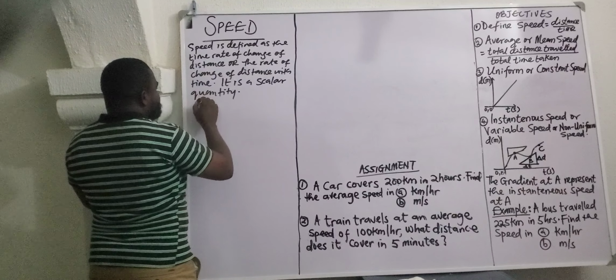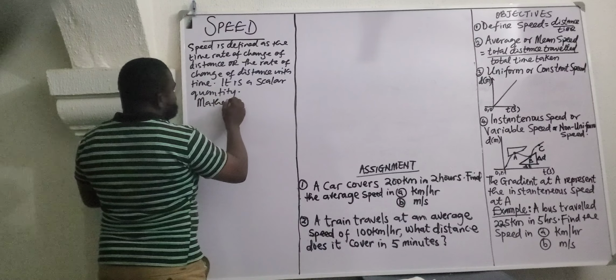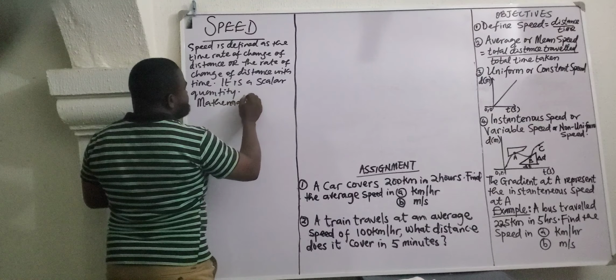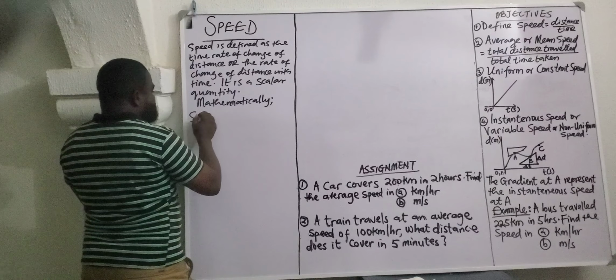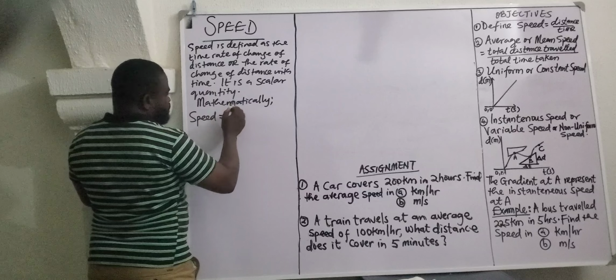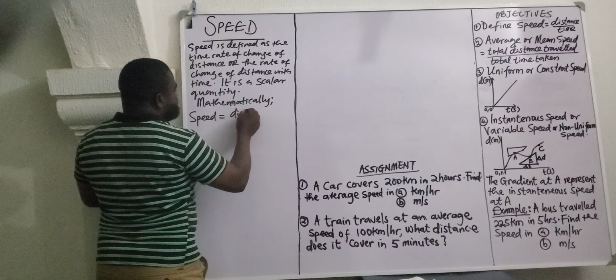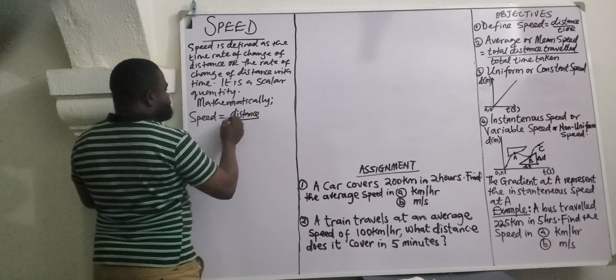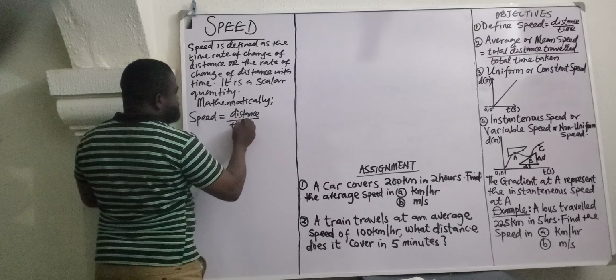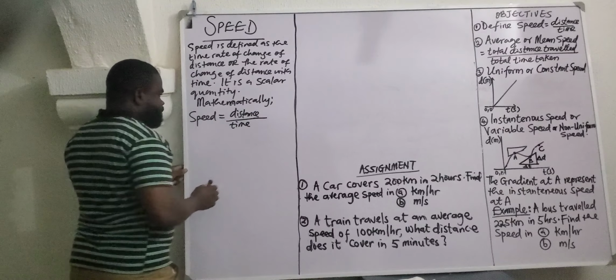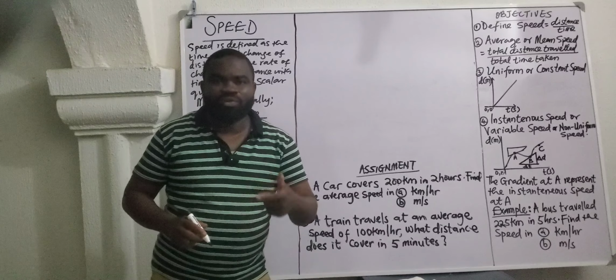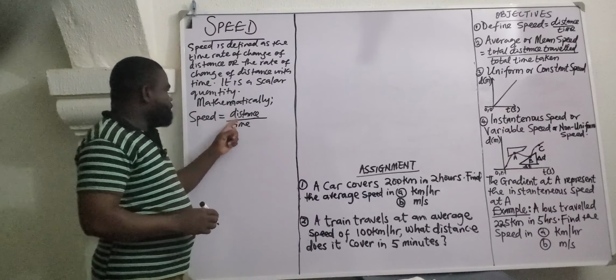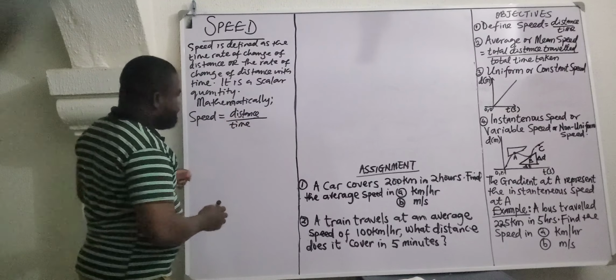By formula, that is mathematically, speed is distance divided by time. Speed equals distance divided by time. So if you are asked what is the formula for speed, simply say speed equals distance over time.